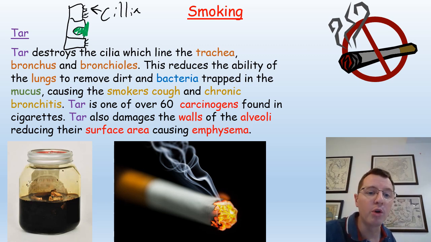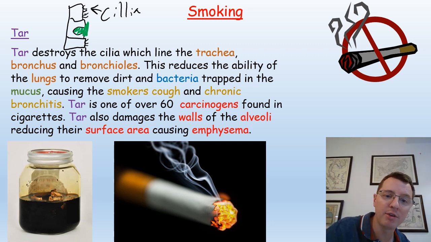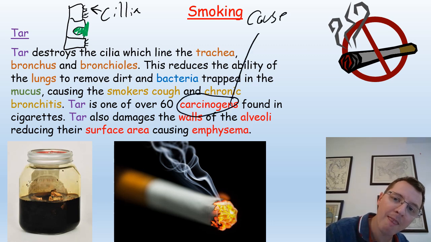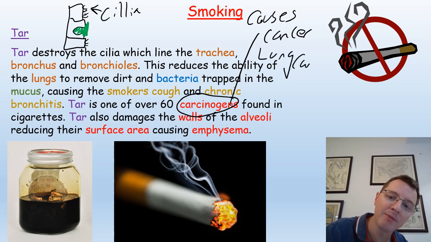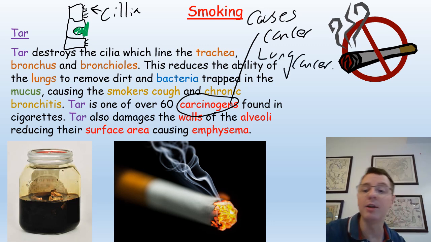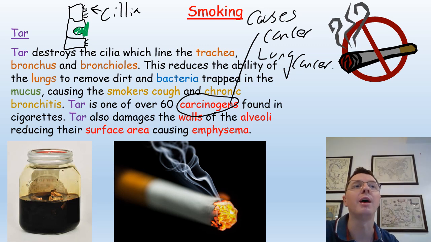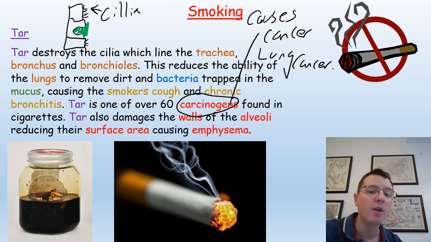Tar is also one of over 60 different carcinogen chemicals that are found in cigarettes. Now, any carcinogen is a chemical that causes cancer. So it's the tar and other carcinogens that are responsible for lung cancer in smokers, and even in non-smokers who have inhaled secondhand smoke. Tar also damages the walls of the alveoli, which reduces their surface area.